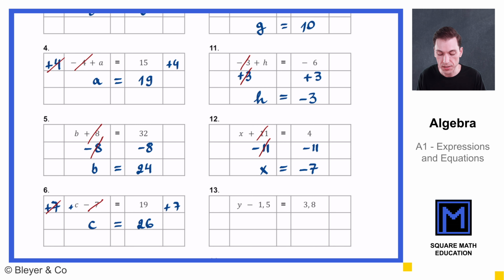Now we're going to have an equation with a decimal. Notice that in here we have the decimal separator as a comma, but many countries also use a decimal point. Either way, you can use your own notation. So the inverse operation of minus 1.5 would be adding 1.5.